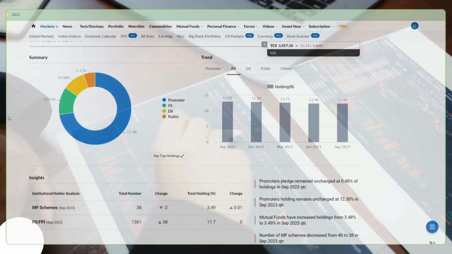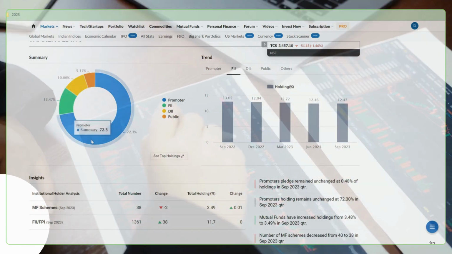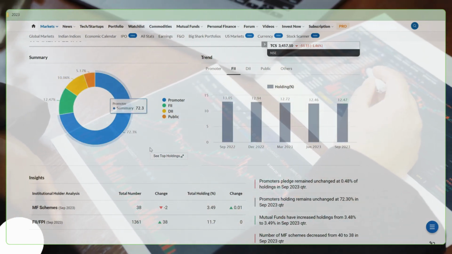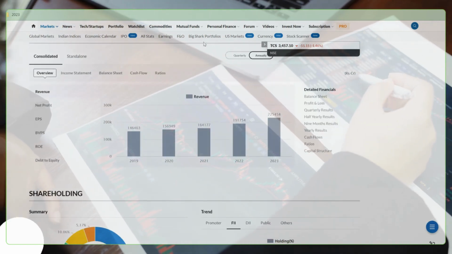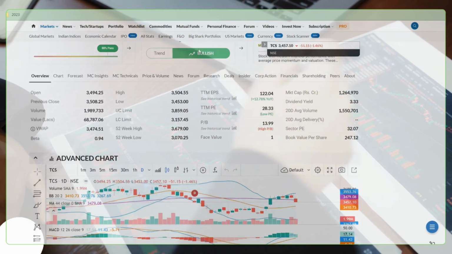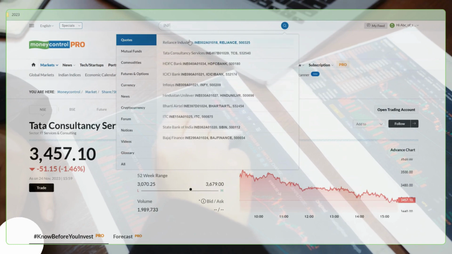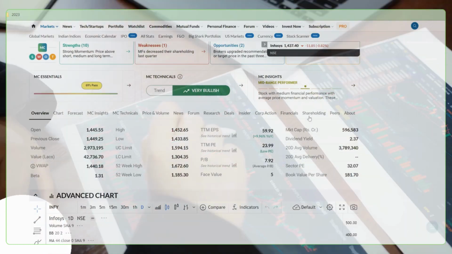So always see companies with equal distribution, a good promoter holding plus FIIs and DIIs invested, and then you can go for that company. So promoters holding is another criteria. Which website is this? Money Control. Money Control. So if you see shareholding.